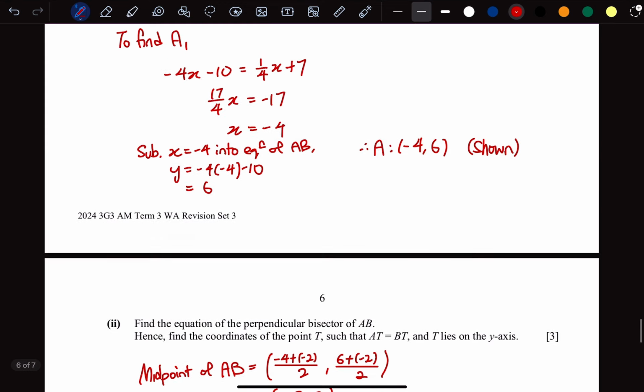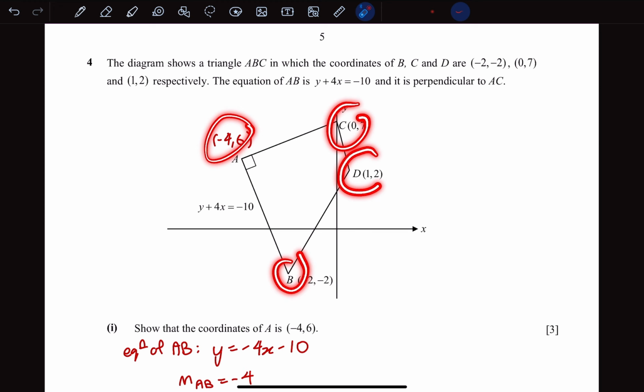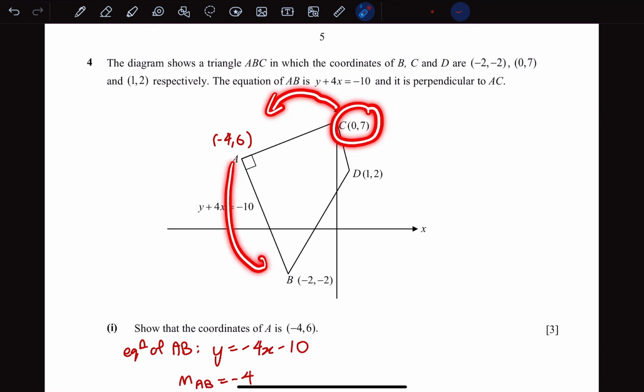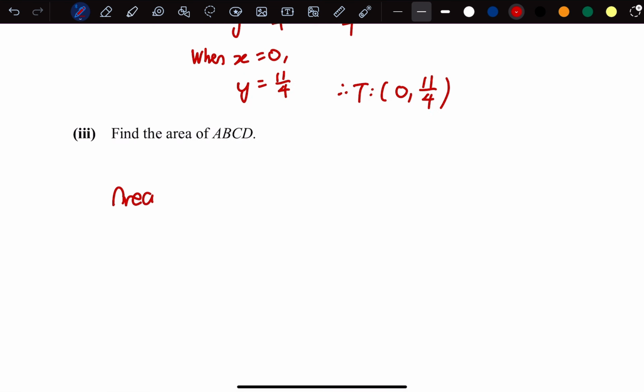And for the last part, find the area of ABCD. We can simply apply the shoelace method and go in an anti-clockwise direction. So let's say I start with C. Then we go in this direction over here, and we end off back at C. So over here, let's find the area of ABCD. The area is simply half. Then I state the coordinates: 0, 7, negative 4, 6, negative 2, negative 2, 1, 2, and 0, 7.